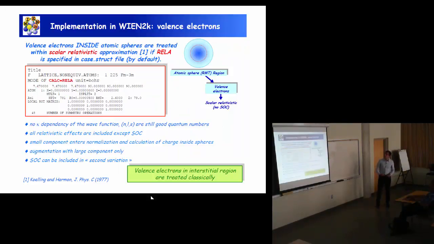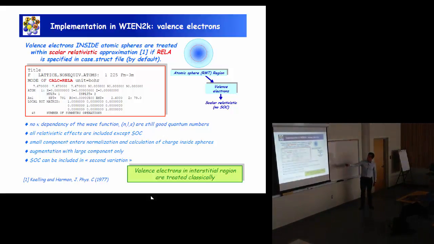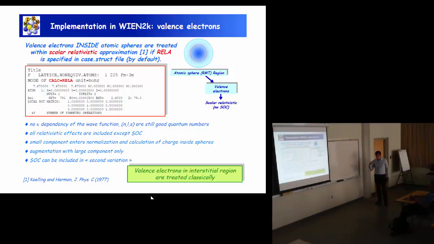For the valence electrons, by default, you are scalar relativistic. It is simply mentioned in the structure file, in which you have this calc equal rela, meaning that you take into account mass velocity and Darwin corrections. If you don't want to do a relativistic calculation, which sometimes you do, you have to change that and put NREL, and then you will do a non-relativistic calculation. But you will see that it is really dangerous to do that.